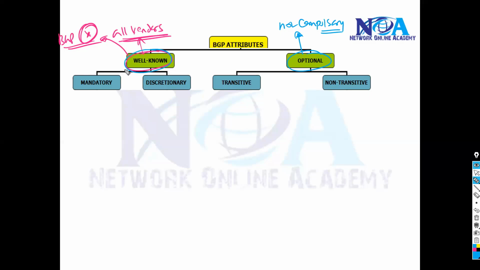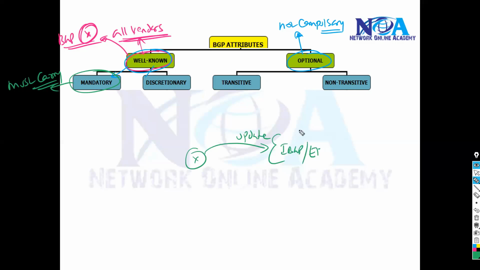Now the well-known category is further classified into well-known mandatory and well-known discretionary attributes. Well-known mandatory means must carry. When a router sends any update to its neighbor, whether an internal BGP neighbor or an external BGP neighbor, it will carry the route, let's say the 10 network route, and along with that it will carry some attribute information. There are 3 well-known mandatory attributes.